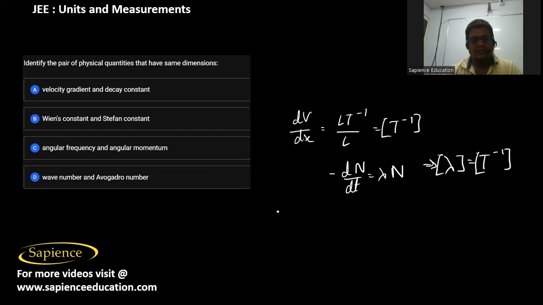And Wien's constant is lambda m into T equals to b. So Wien's constant, that is b, its dimension is lambda, that is L, into T, T is temperature, so that is L Kelvin.